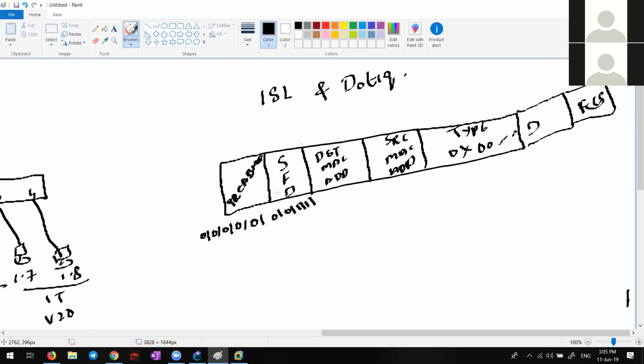But in the case of ISL, it's not at all good because it will not use a special space in the .1q. It will add a new header itself. Is it a good thing? It will take a lot of time, right? Processing delay will be too high. It will add a separate header called ISL, and that is also 26 bytes. Normally, fragmentation can easily happen whenever there is an ISL.